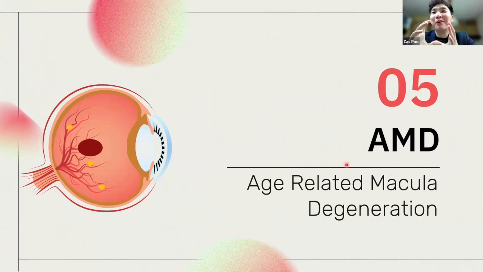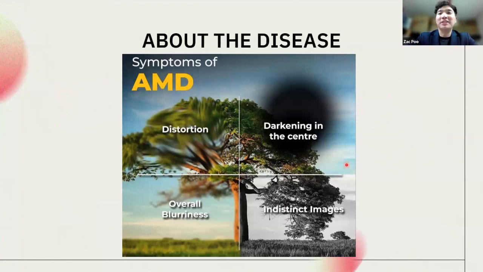So if you have both, you will lose your sight totally. So for AMD here, the symptom is actually distortion. This will usually be the first one that you may notice. Distortion meaning that when you look at straight lines, you may notice some lines are a bit wavy and some things may not be appearing like how they should look.